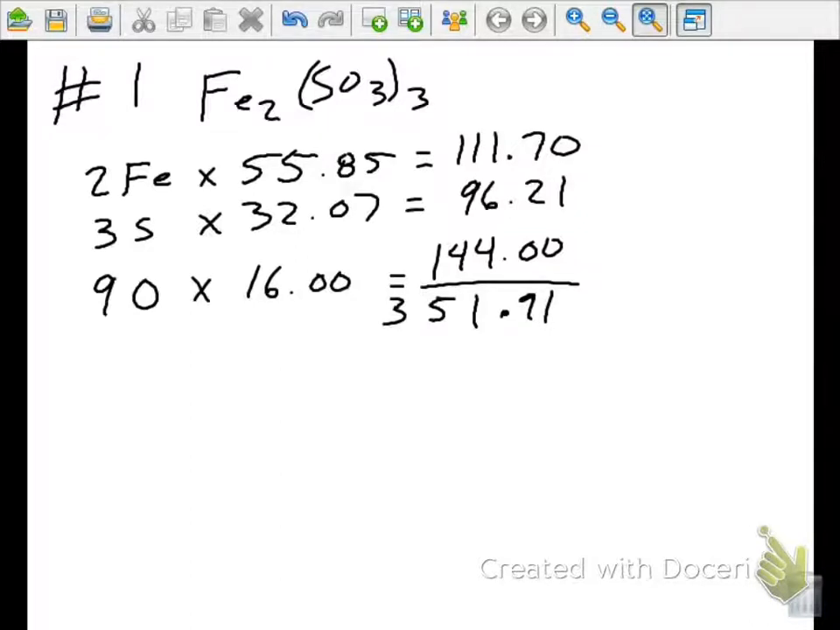And then you would go ahead and multiply those by those weights. You add them all together, you get the formula mass for iron 3 sulfite, and since it's formula mass, it's AMU.